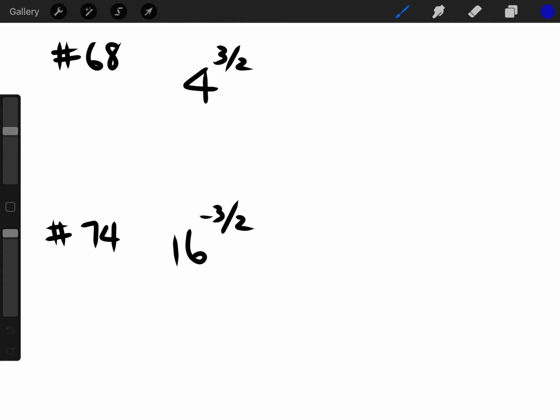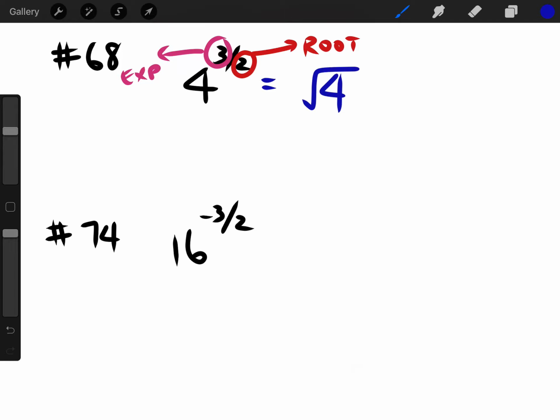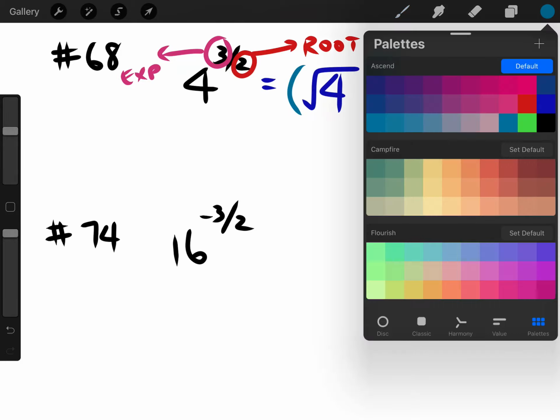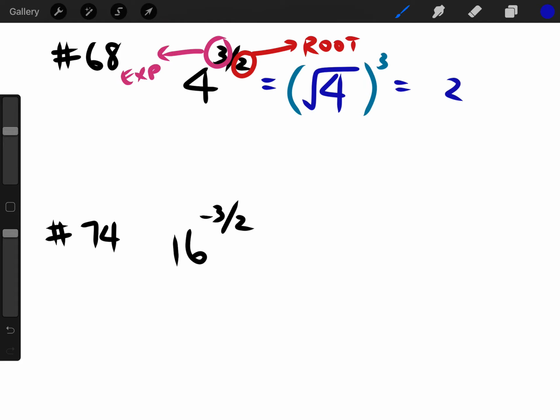So let's look at number 68. This is going to be a rational exponent. So understand that the 2 is the root. Okay, so that's going to be the second root, which is square root. And then the top number is the exponent. So you can rewrite this as 4 and then square root to the 3rd power. Okay, so square root of 4 is 2, to the 3rd power, which equals 8.